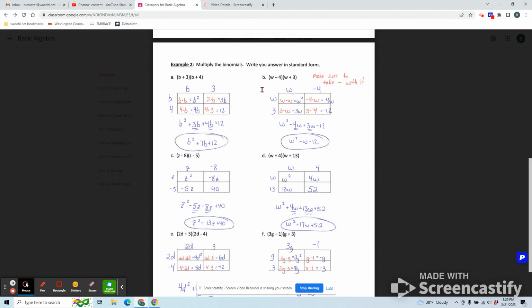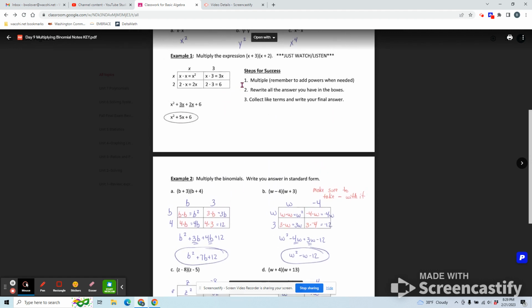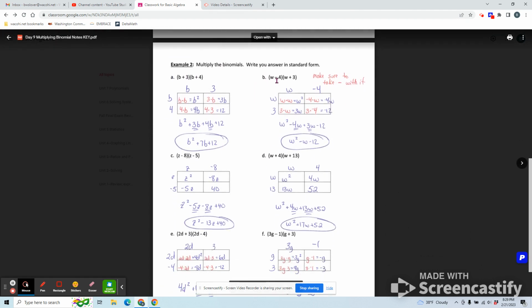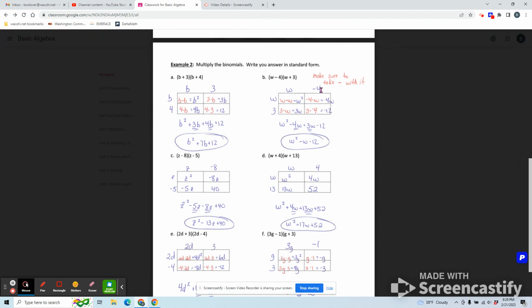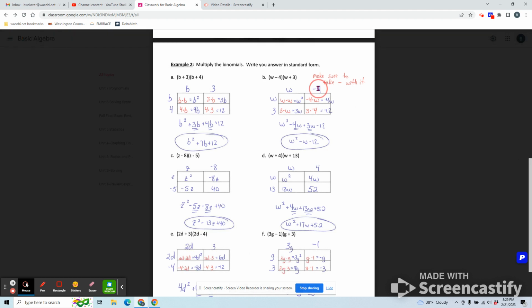Now, letter B is a little bit different because now it says w minus 4. All of our numbers have always been positive. Positive 3, positive 2, positive 3, positive 4. That negative has to carry into the area model. So the w minus 4, you have to have the minus 4, otherwise you're changing the problem.